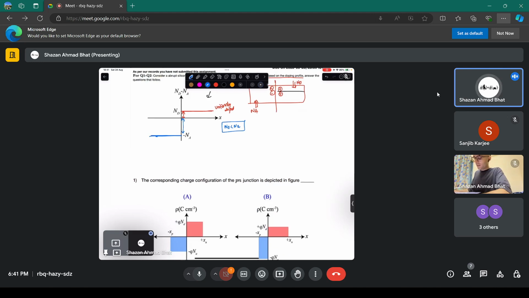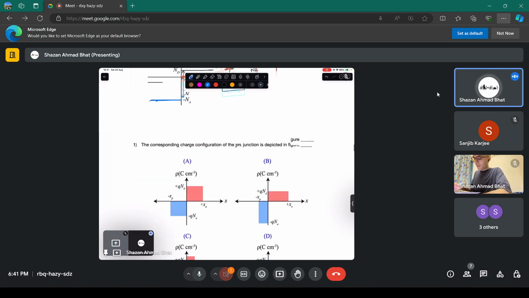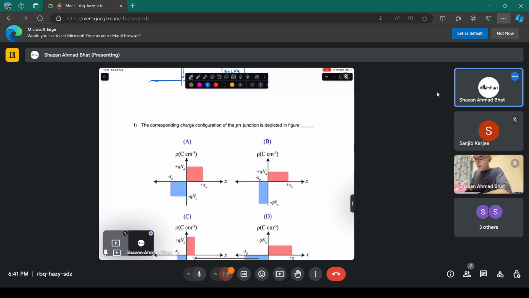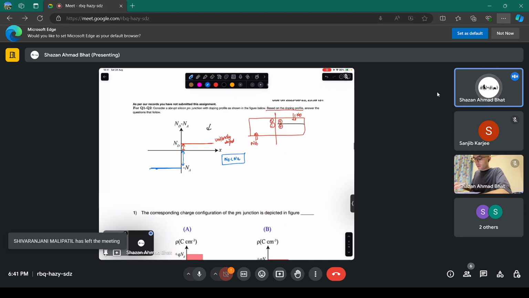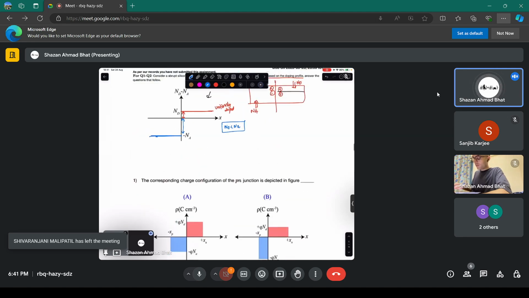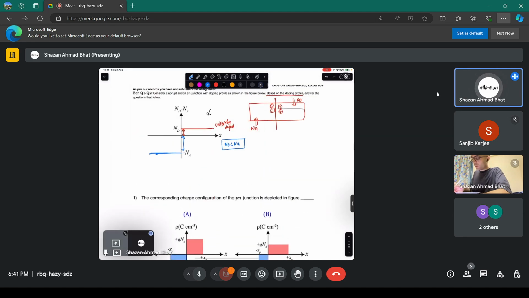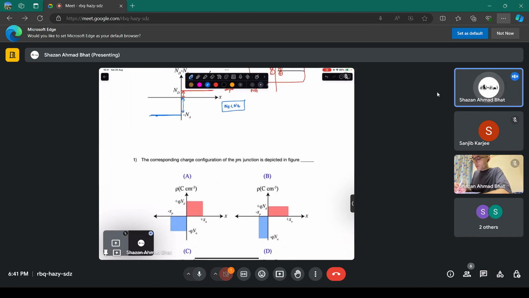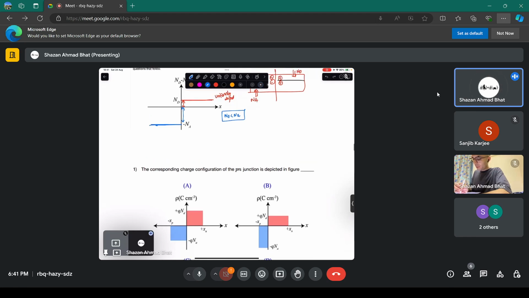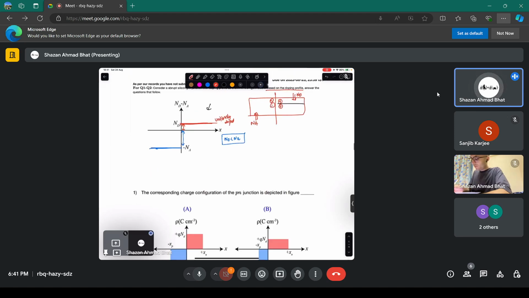Now, if there are no more details, we can directly jump to the question. The corresponding charge configuration of the p-n junction diode is depicted in which figure? So you have to identify the charge configuration. Which charge configuration is he talking about? He's talking about the depletion charge configuration. When you have these two doping densities, there will be a depletion region formed here.